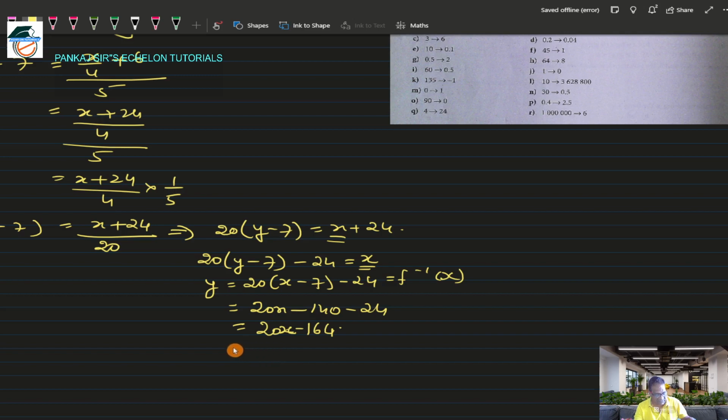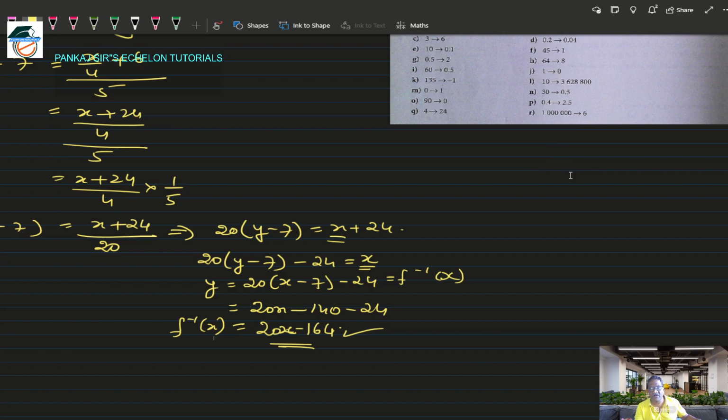Right? So you can work out the question in this way also: 20x minus 164. Or you can leave it up to here also. Not an issue. So this is your final answer: 20x minus 164. This is your f inverse of x. So question number 21 is also done.